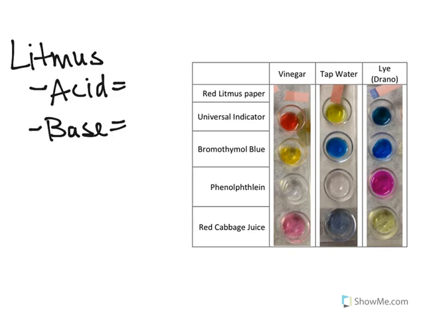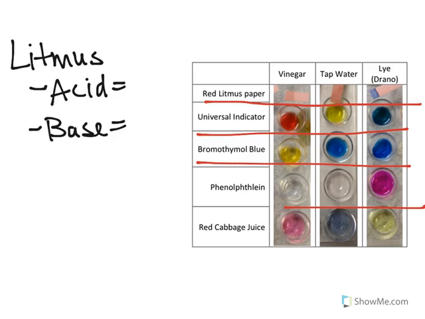So the last thing that we wanted to do today was talk a little bit about acid-base indicators. So acid-base indicators, what's the point of them? Well, they can tell us if something's an acid or a base. And they do that by just changing color. And so you can see in the picture here that we've got a bunch of different things. We've got red litmus paper here going across the first row, and then we've got universal indicator and bromothymol blue, phenolphthalein, and then even red cabbage juice.